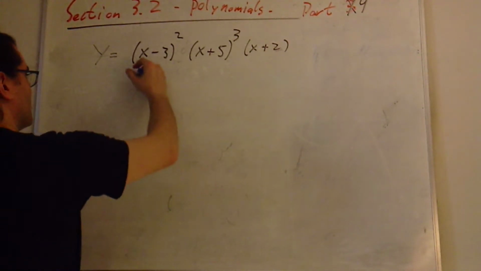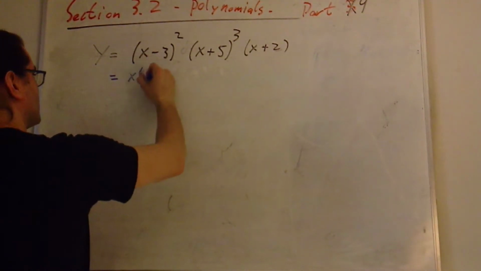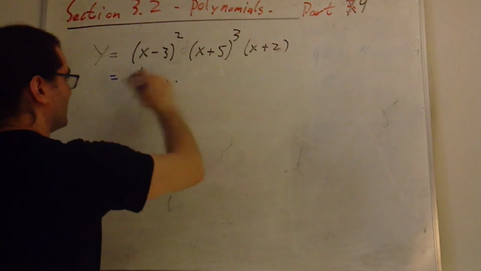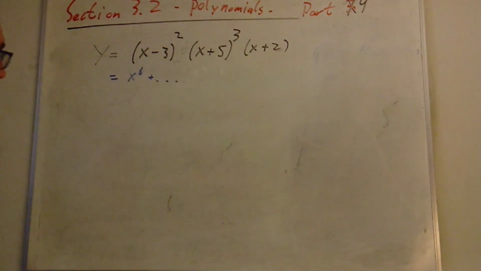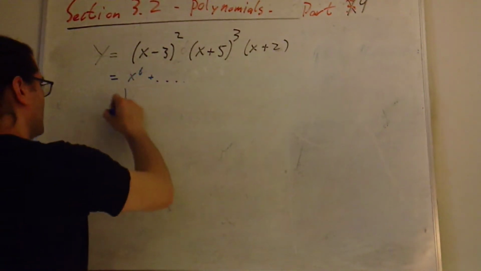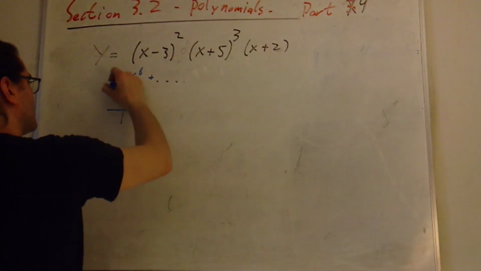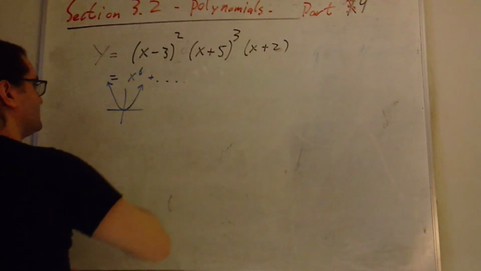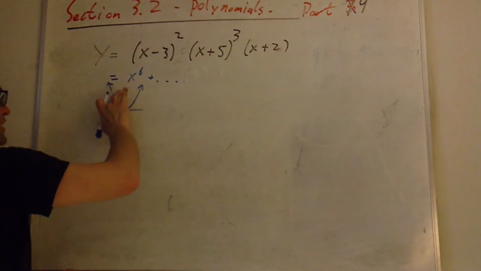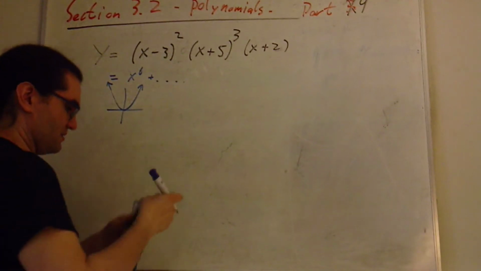The leading term would be x to the 6th. There would be other terms, but the thing in front would be x to the 6th. And that's all I need for the end behavior. X to the 6th looks like this, goes up, but all I care about is the ends.